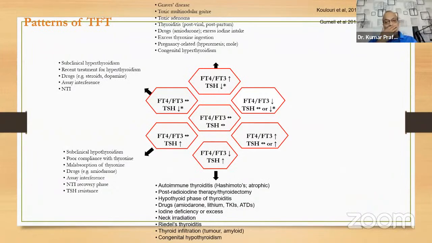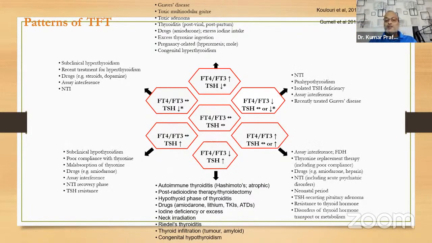We will discuss TSH resistance also later on. Now, certain other conditions. We do expect that when thyroid hormone is decreased, the feedback mechanism on the anterior pituitary is decreased, and that would lead to an increase in TSH. If this does not happen, that is to say, if thyroid hormone is decreased with TSH within normal value or decreased, when will this occur?